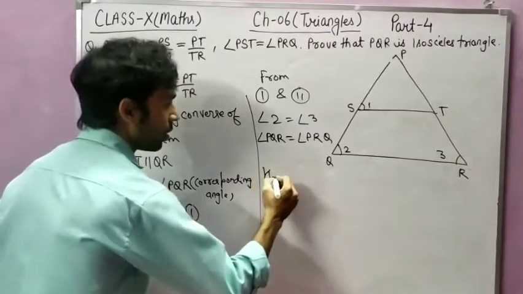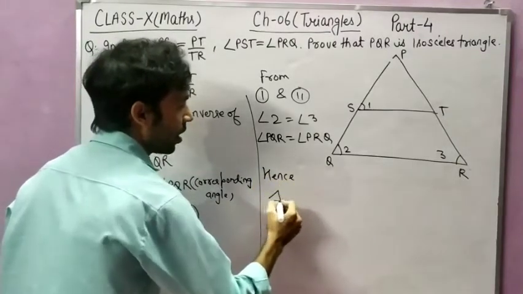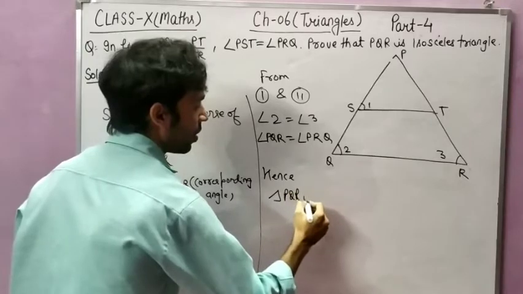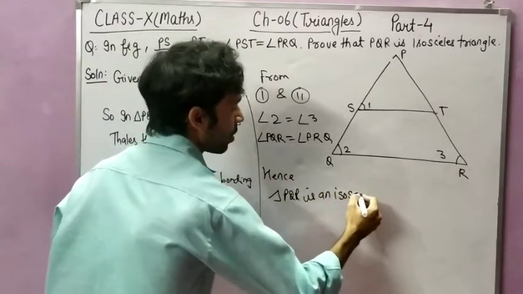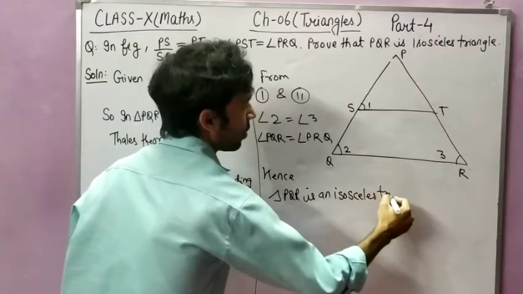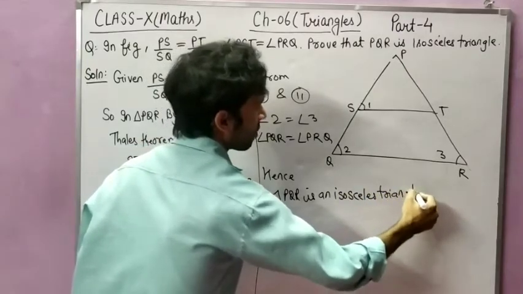Hence triangle PQR is an isosceles triangle. Very simple question was there.